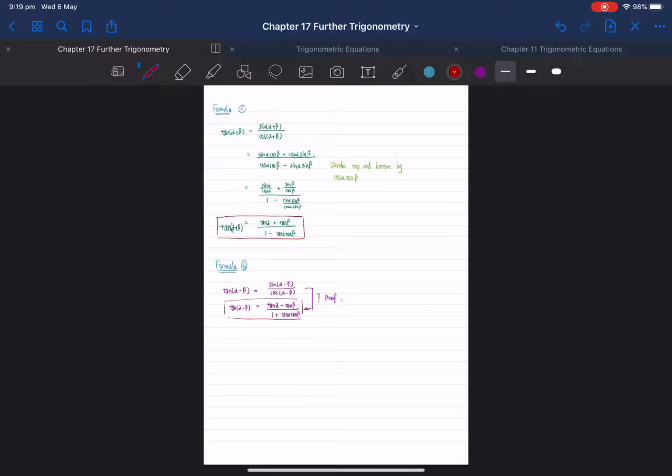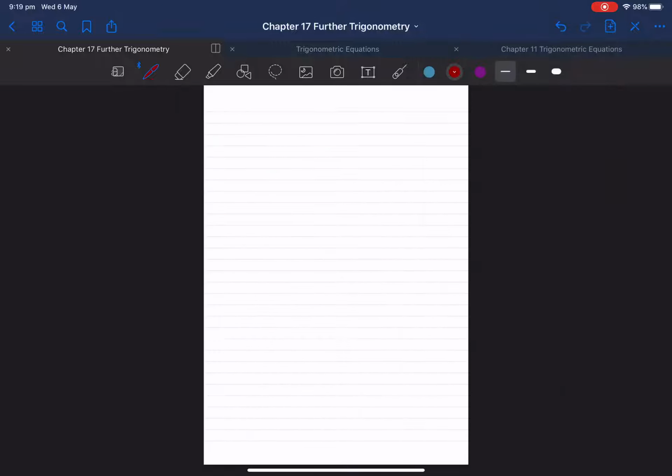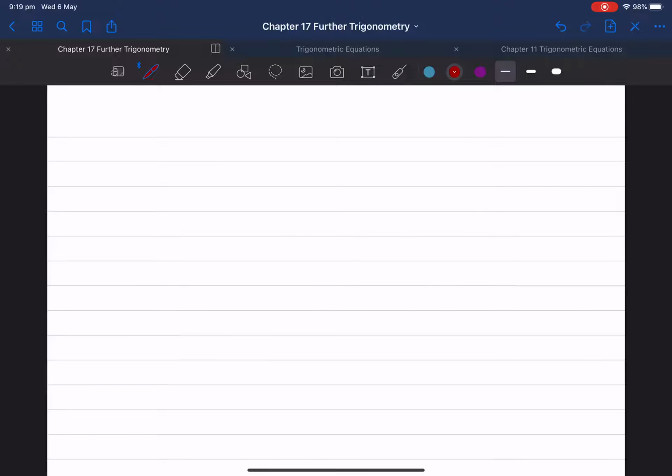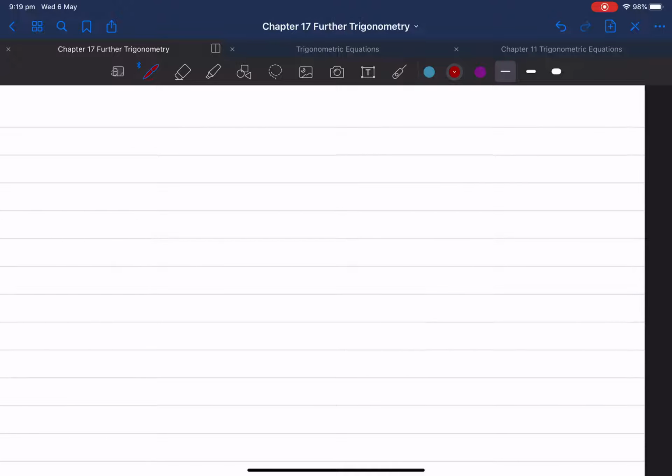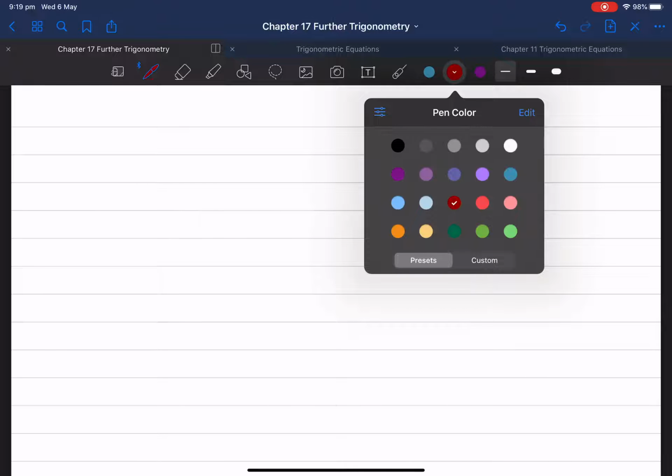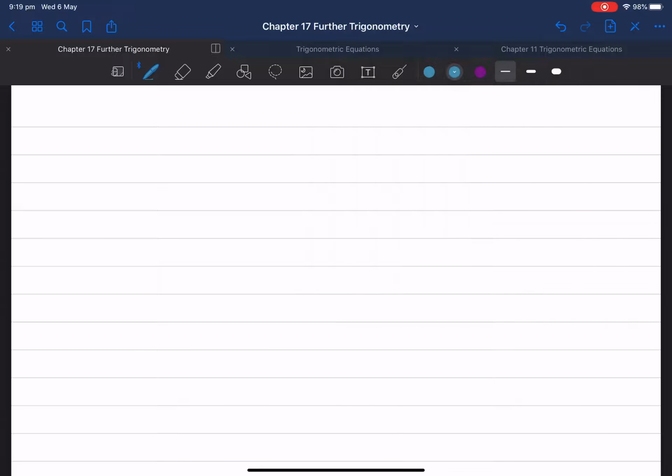Let me list all the 6 formulas for you, and I'm going to show you a way to memorize them. I know you've got a formula sheet that you can use, but you just don't have time in exams to keep looking at the formula sheet. Trust me. So I'm just going to write down all the formulas for you.